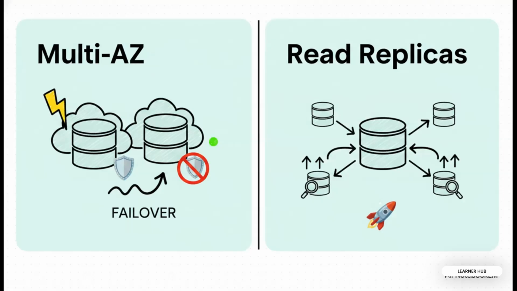Okay, if you remember one thing from this section, make it this. This is the most important distinction to get right. Multi-AZ is for high availability. It creates a standby copy of your database for automatic failover in case something goes wrong. But, and this is key, that standby copy is not readable. Read replicas, on the other hand, are for performance. They create readable copies of your database so you can spread out your read queries and scale your read traffic. In production, you're almost always using both together.